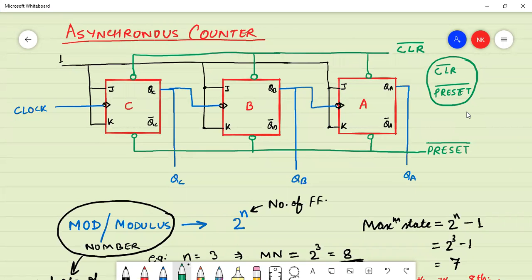Okay, what I have told is that whenever we give power to this particular circuitry, the output will be 0 or 1, it cannot be determined. So to assure that, the inputs clear and preset are used. So what will this clear do? This clear will clear the output.